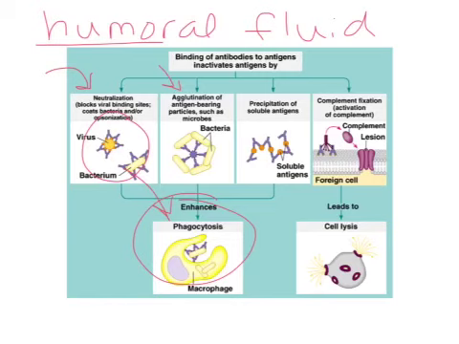We can also trigger what's called precipitation. If the antibody binds to a soluble antigen, then that antigen will precipitate out and again can go through phagocytosis easier.